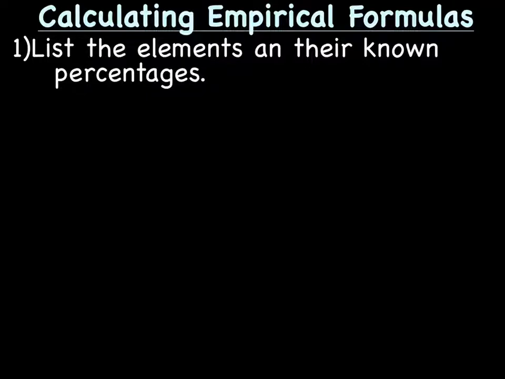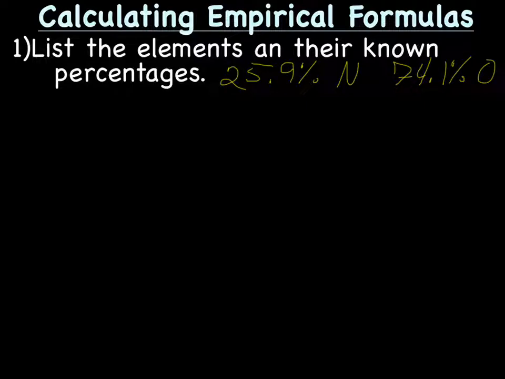Calculating empirical formulas. The first thing you want to do is list the elements and their known percentages. All right, so let's do a practice problem as we're learning this. In this particular problem, we'll have 25.9% nitrogen and 74.1% oxygen. So the first thing we're supposed to do is list the elements and their known percentages.